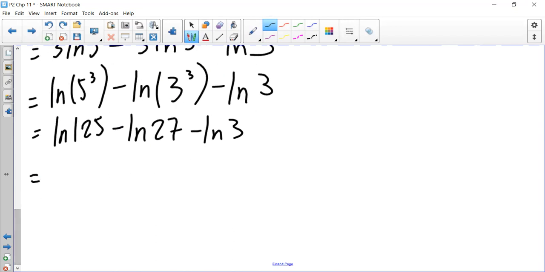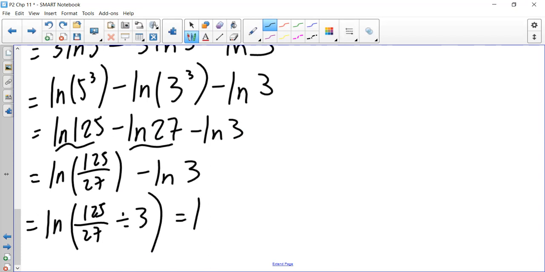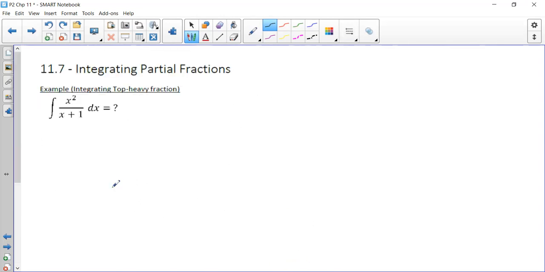So how it works is we can do ln A minus ln B is ln A over B. And then we can do the same again. So it's ln 125 over 27, divided by 3, which is the same as ln 125 over 81. Okay. Right. One more example.